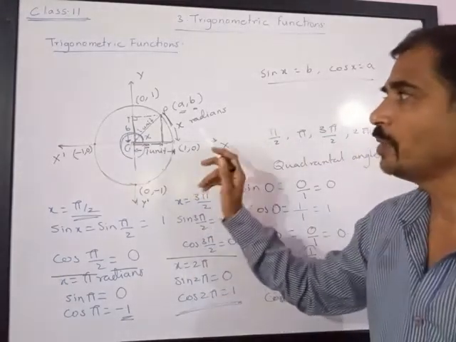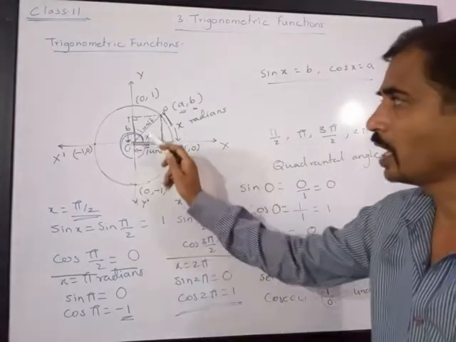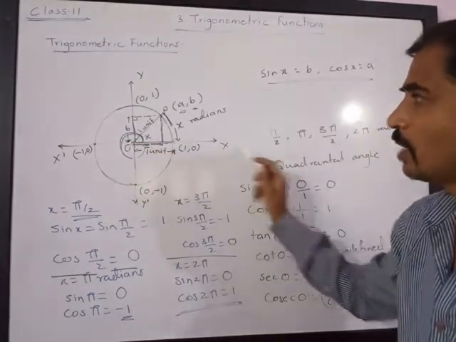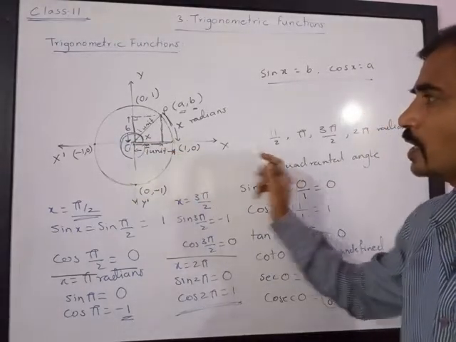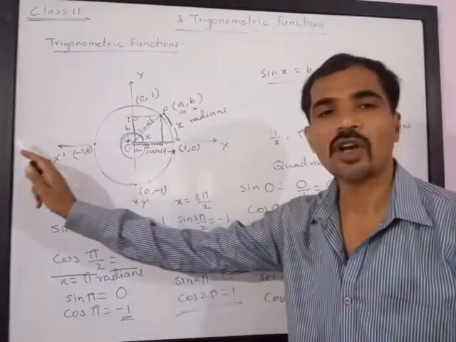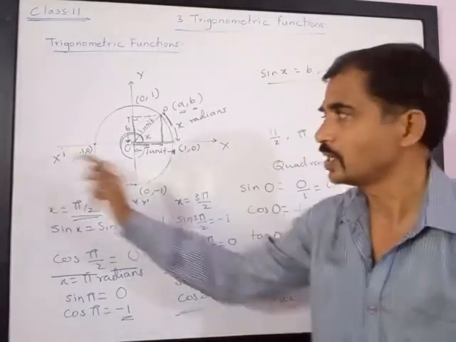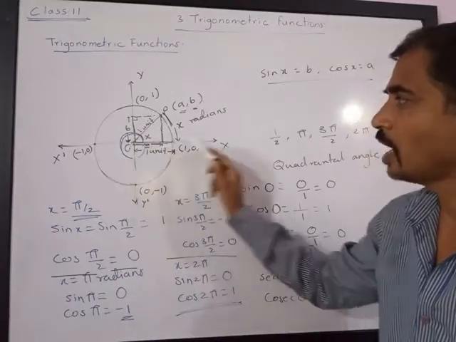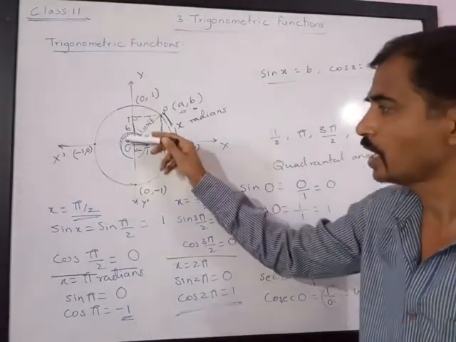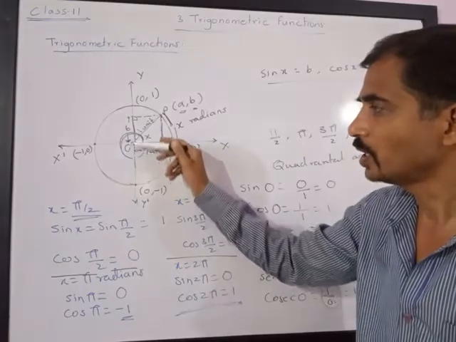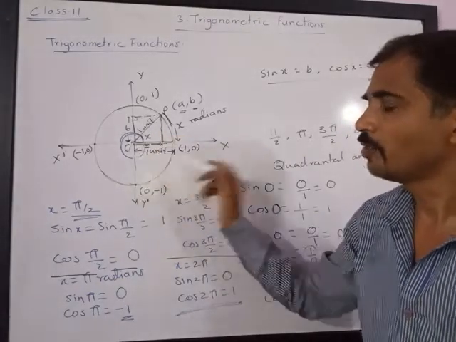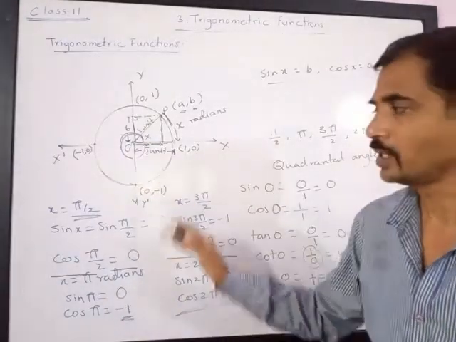So the measures of the quadrantal angles are 90 degrees, 180 degrees. When it is 180 degrees, you will notice that the initial arm is along the positive direction of the x-axis and the terminal arm is along the negative direction of the x-axis. When it is 270, the initial arm is along the positive direction of the x-axis and the terminal arm is along the negative y-axis.